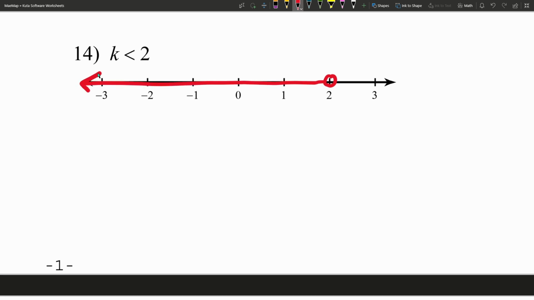And there we have it. Not filling that circle in, not shading in that point because k cannot be equal to 2. Let's move on to our second page.